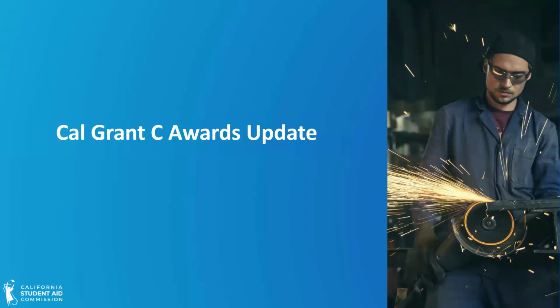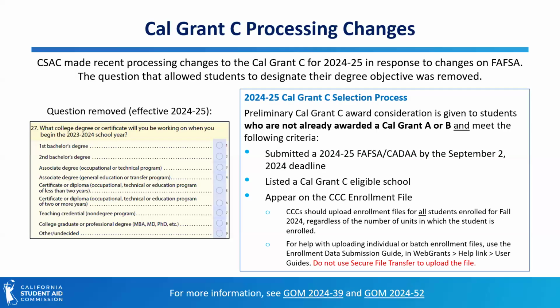So next, we're going to take a look at updates to Cal Grant C. If you weren't familiar with Cal Grant C, perhaps your school does not offer it, Cal Grant C is for vocational and technical programs. So it can be paid at a technical or vocational school or at a community college where the student is enrolled in a major that is a technical or vocational program.